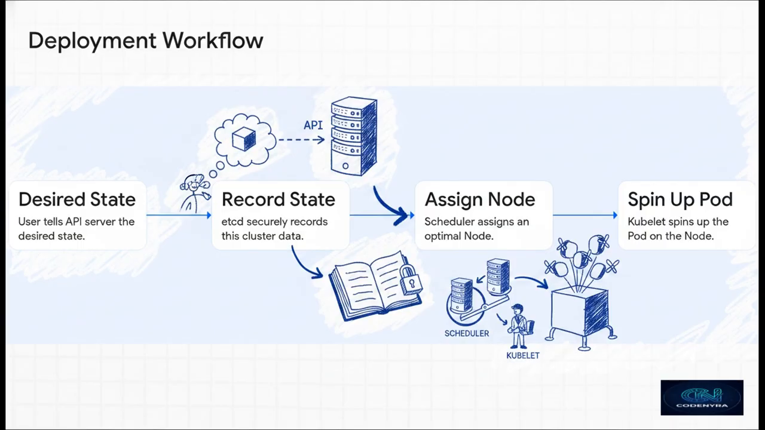grabs the baton, realizes a new pod needs a home, evaluates the brawn available, and assigns it to the absolute optimal worker node. Step 4. The foreman, the kubelet, on that specific node catches the baton as it crosses the finish line. It talks to its container runtime, the engine fires up, and the application pod is physically created. The desired state has dynamically become the actual state.